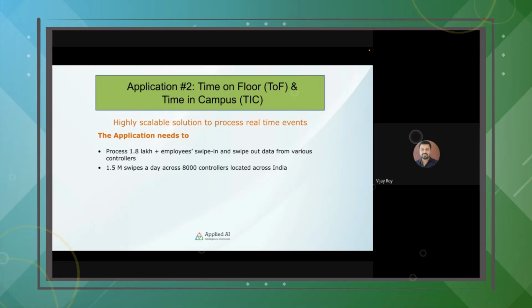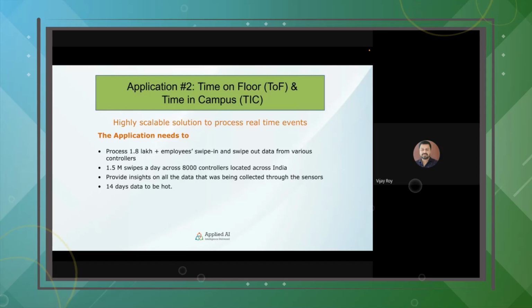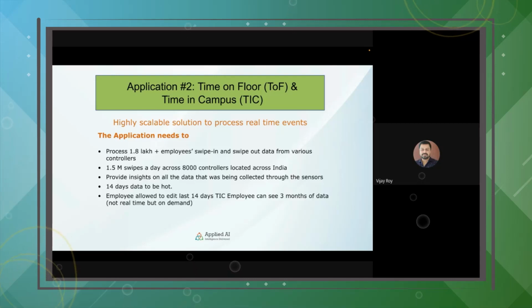The overall swipe in, swipe out. So the goal was to provide insights on all the data that was being collected through the sensors, keep the data 14 days hot, so that employees can override the data, or administrators can also override or ask for more details from the employees. Employees could see the data for 3 months, and a notification goes to HR and manager instantly the moment it finds that any female employee is in the office alone, or without security and whatnot. So that was the high level goal.